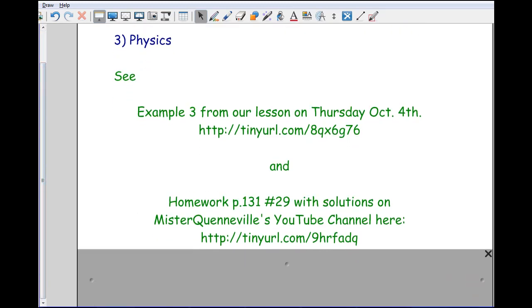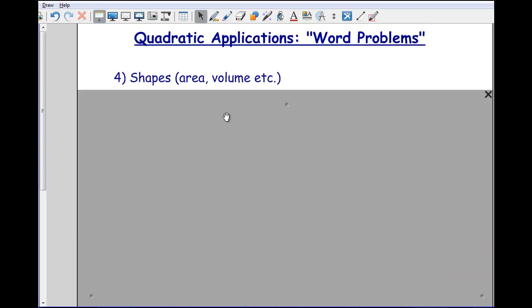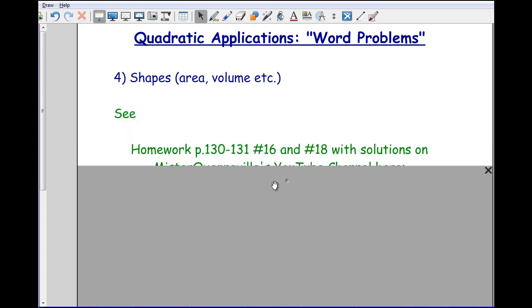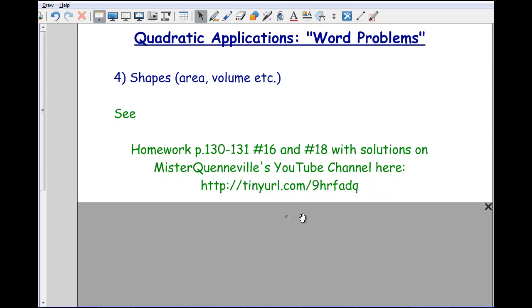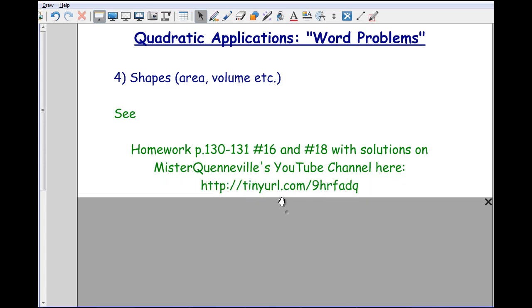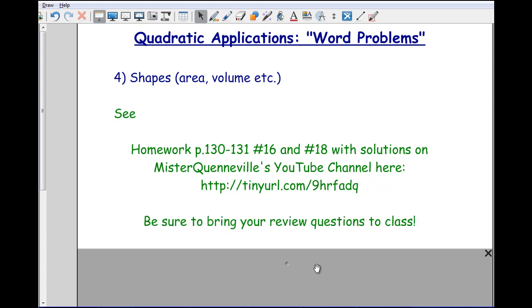The fourth kind of question has to do with shapes, area, volume, perimeters. Okay? You are able to see the homework, page 130, 131, number 16 and 18, and I have, again, solutions up on my YouTube channel. And you can access that through this tiny URL, through our website, on YouTube, Mr. Kimball. Okay? Be sure to bring any review questions you have to class about all of this.